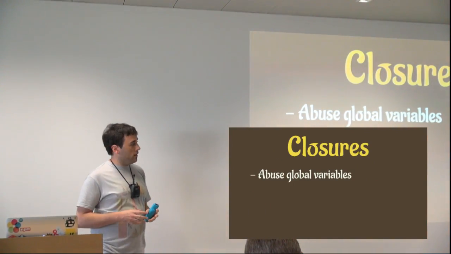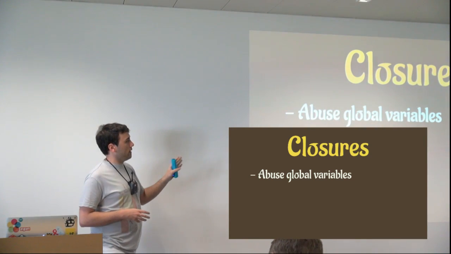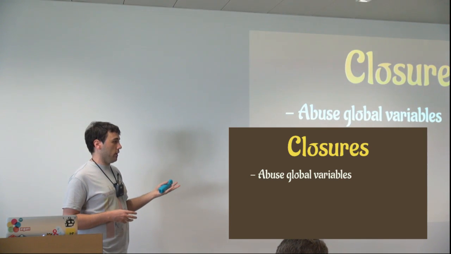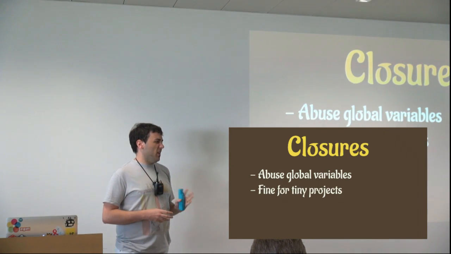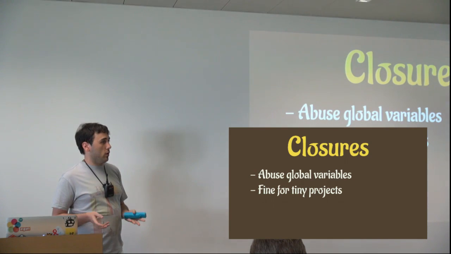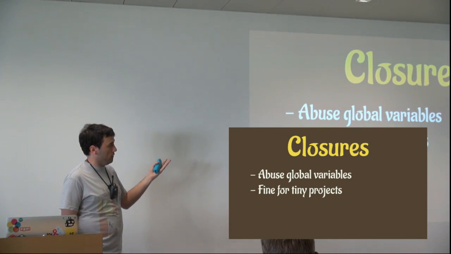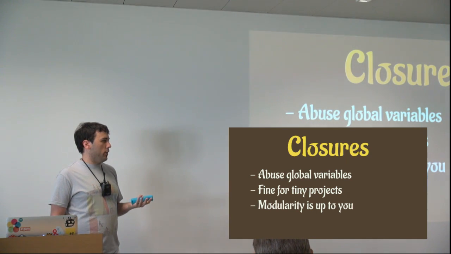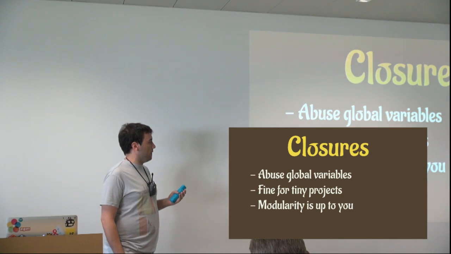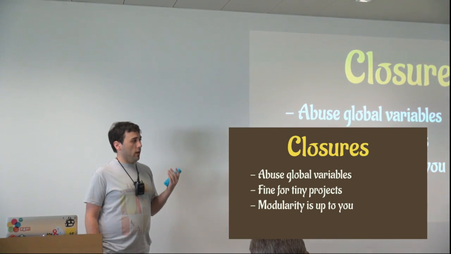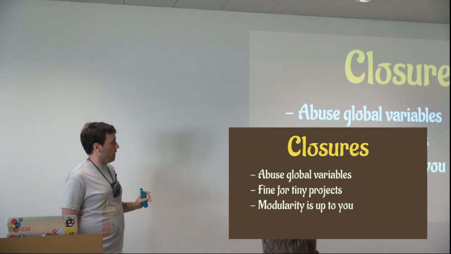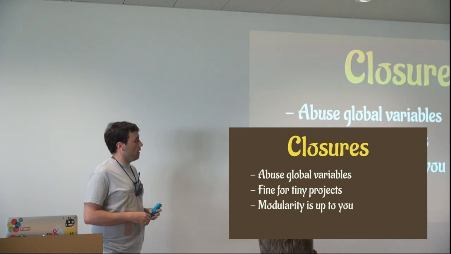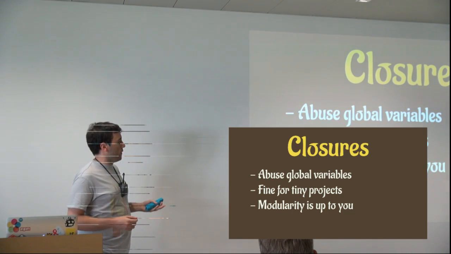So as a recap, closures abuse global variables by having you expose your modules on the global object. They're fine for tiny projects. If you have to work on a weekend hack or something like that, you could use closures and that would be fine. The issue is that modularity is up to you, and you have to figure out whether to use the window object to share references to modules between each other, or something else, right?